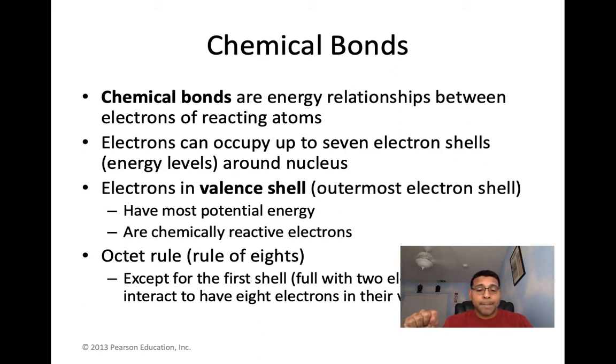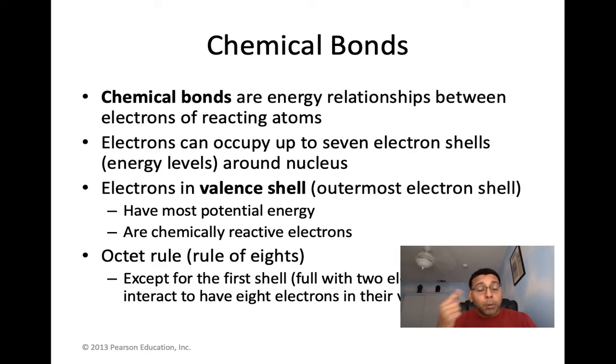Now, each electron shell can hold a certain number of electrons. Shell number one, which is the shell that's going to be immediately surrounding the nucleus, is going to be able to hold only 2 electrons. It can hold only a maximum amount of 2 electrons.